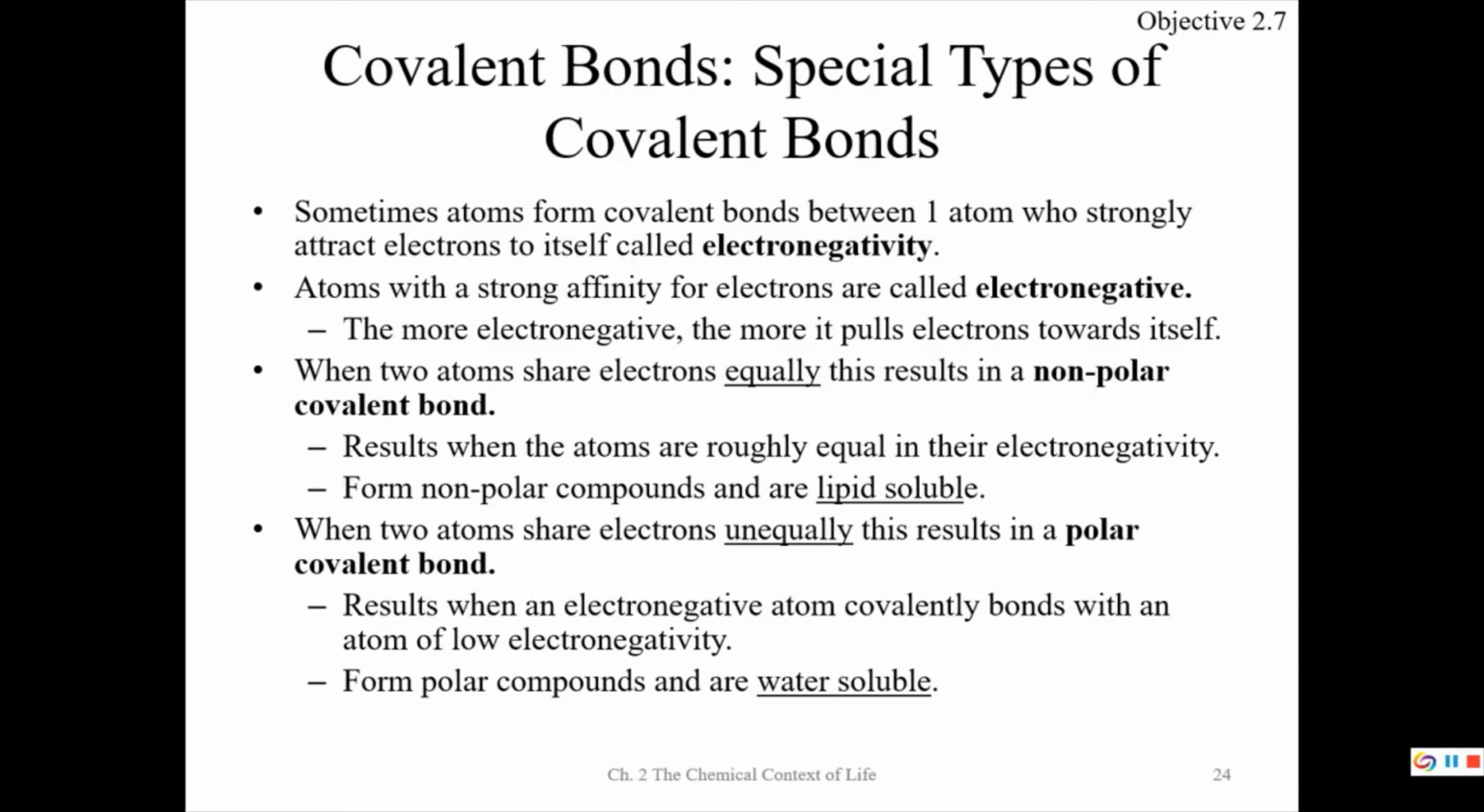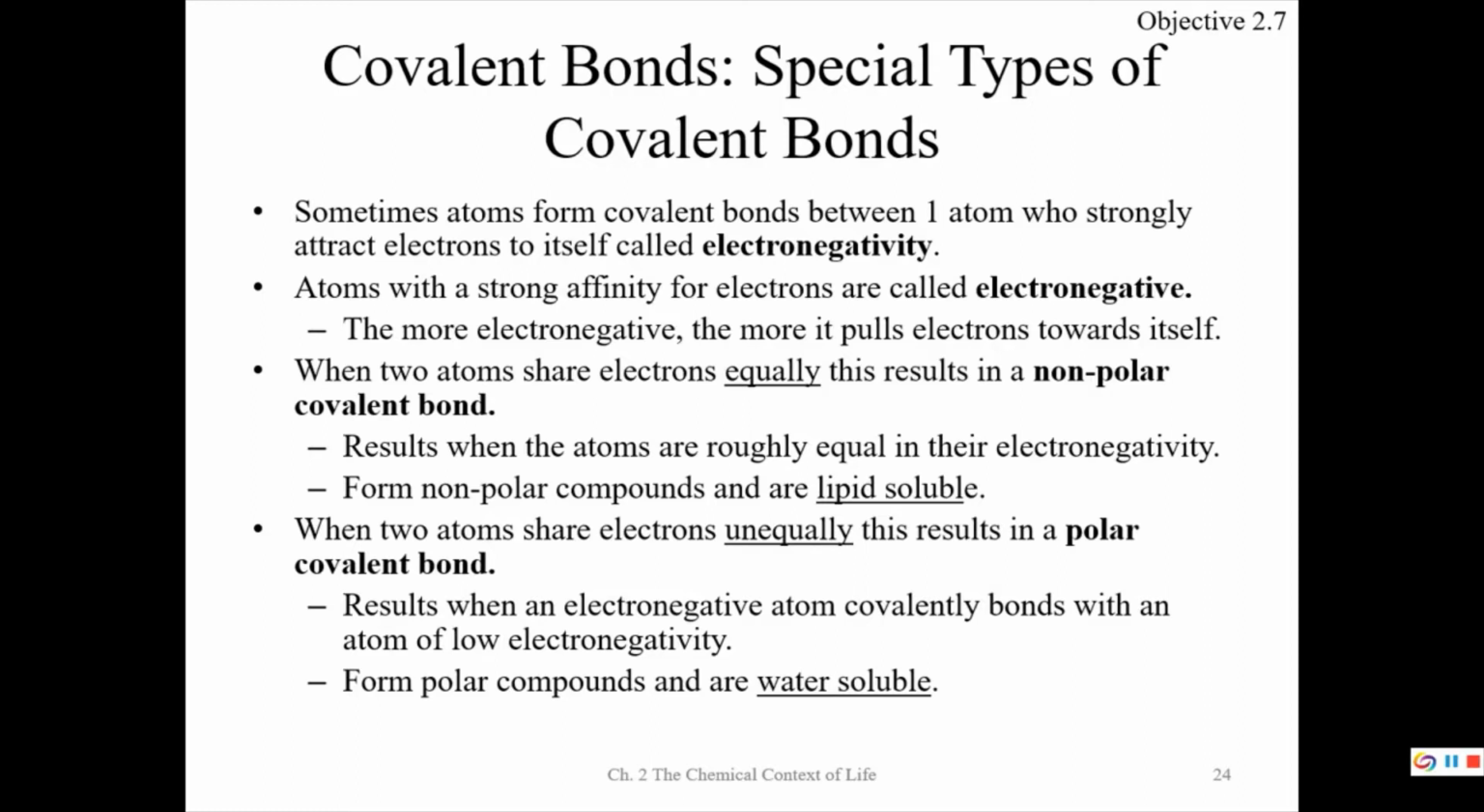Now, if you're dealing with a polar covalent bond, these are going to unequally share electron pairs. So they're not going to share electrons equally. You have to have a more electronegative atom in a covalent bond with something that is not as electronegative, quite low in electronegativity, and this results in an unequal sharing of electrons, forming what's called a polar compound that is water soluble. Okay?